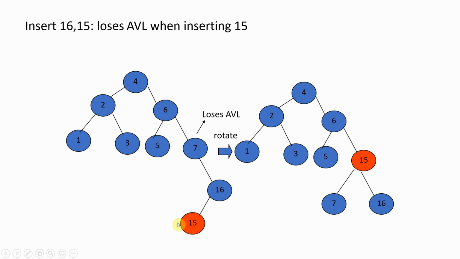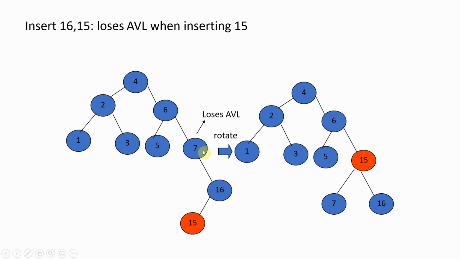Now we have to calculate the balance factor of every node starting from here all the way up towards the root, until we find a node that loses its AVL property. The balance factor for this one is 0, for this one is positive 1, for this one, the height of the left subtree is 0, the height of the right subtree is 2, so for this one it is negative 2, right?